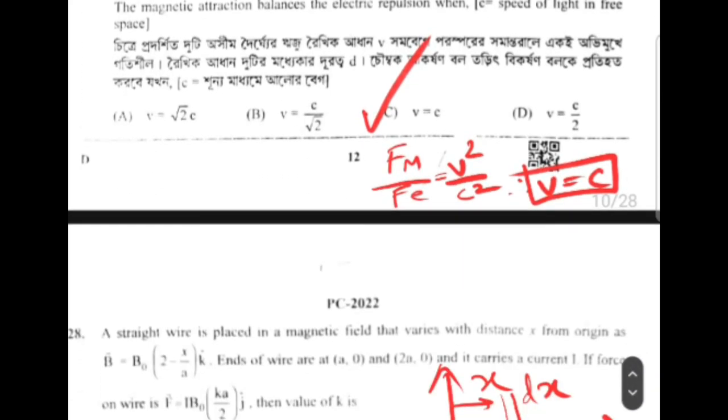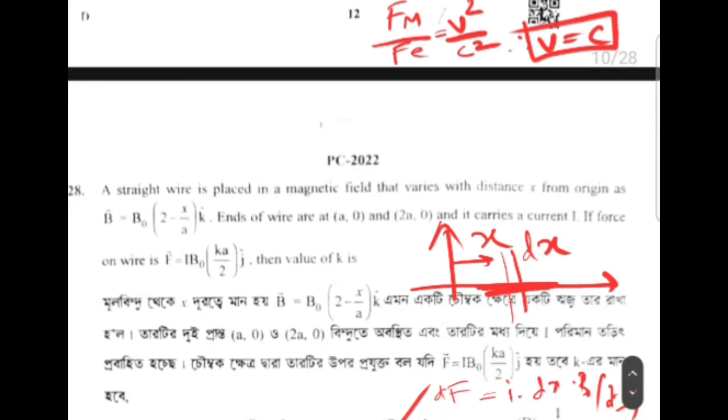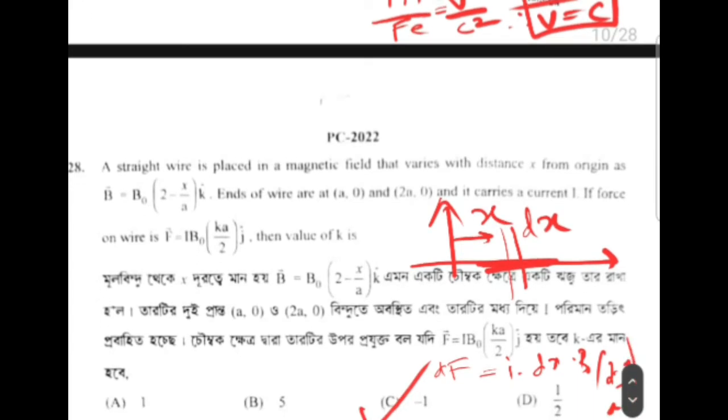Question number 28, we have to apply the concept of differentiation by taking elemental length dx from the distance x from the y-axis and applying it in the formula B equal to B naught (2x minus a) k cap. Then we find the force dF equal to I dx times B into (2 minus x by a) k cap. If we simplify the relation and put in the values, we get the answer as option C, minus 1.